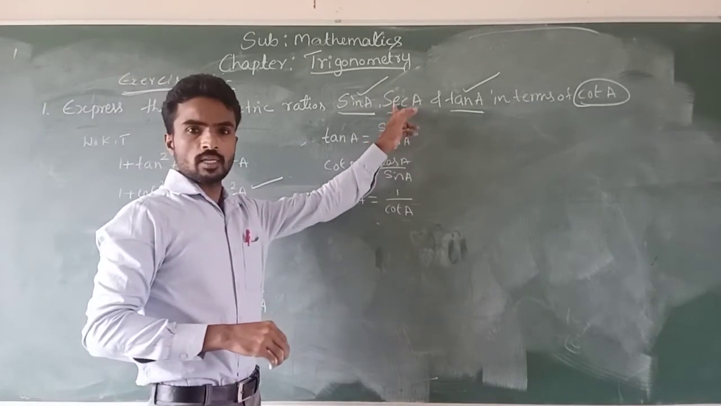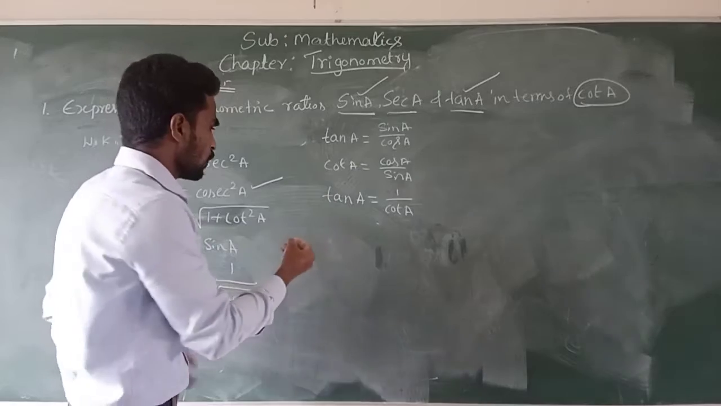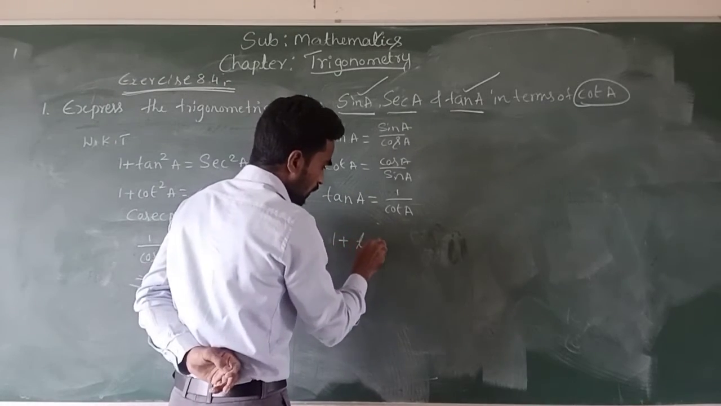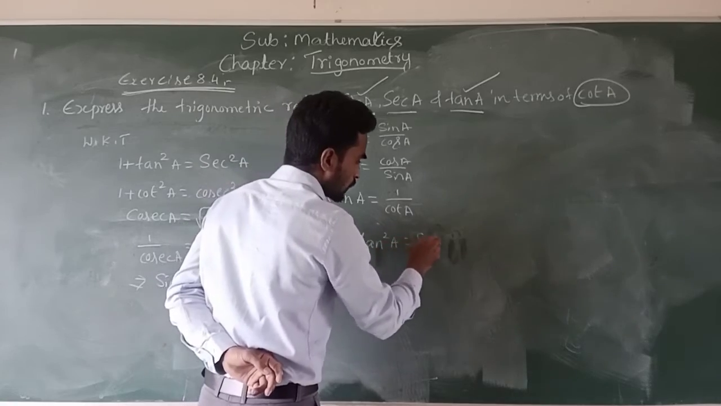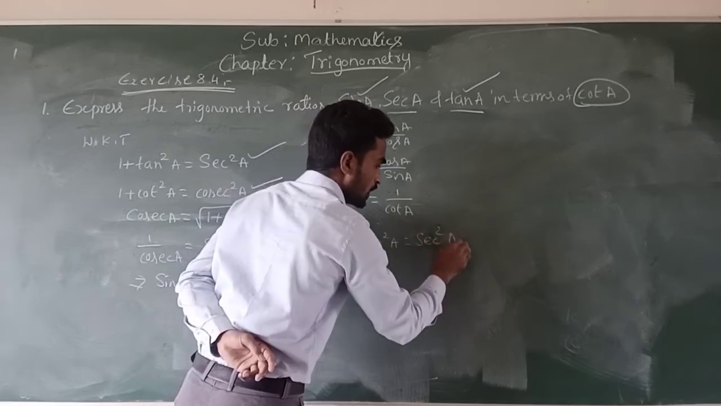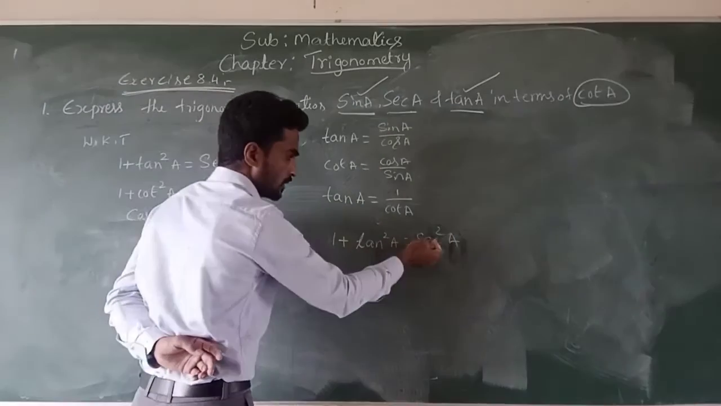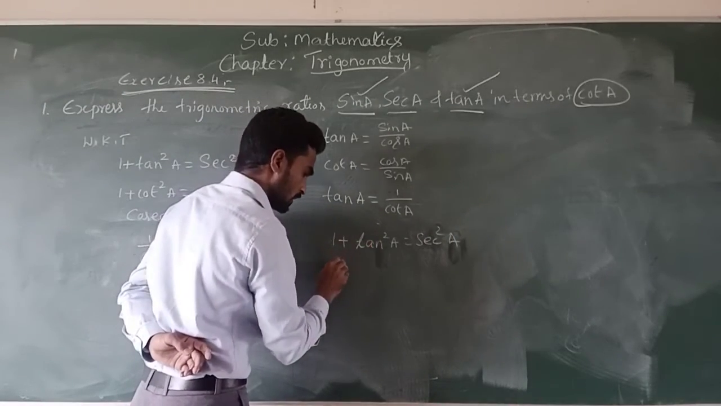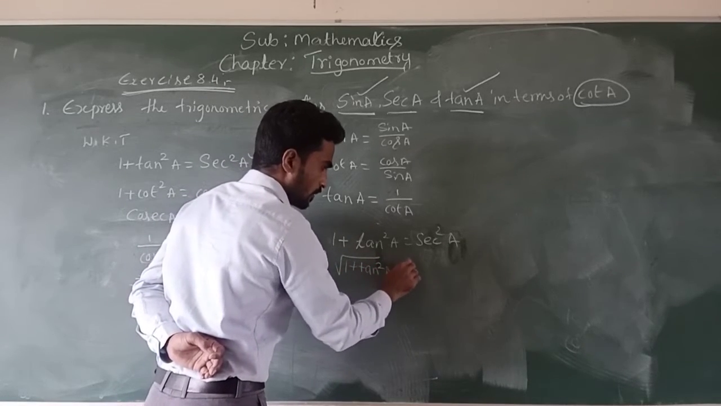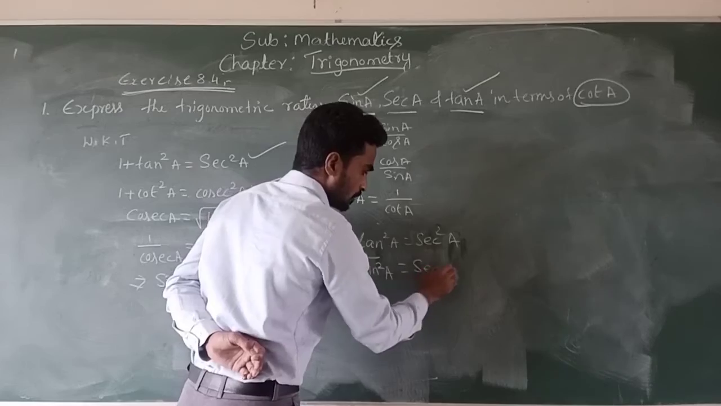Next one is secant A. We have one formula, 1 plus tan square A is equal to secant square A. By using this identity, we take the square to the right side, and that becomes square root of 1 plus tan square A is equal to secant A.